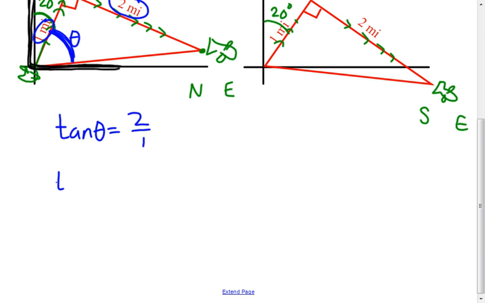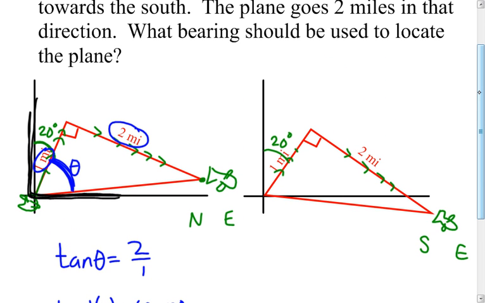I will put that into my calculator like this, and again, make sure you're in degree mode so that your calculator spits out an angle in degrees, and you will get 63.43 degrees. Okay, so the left-hand picture is the correct one here because this is 20 right here, and then the angle theta is 63.43, and that's still less than the 90 degrees that I have to work with in that quadrant of my picture.